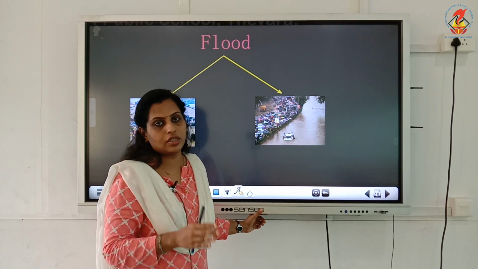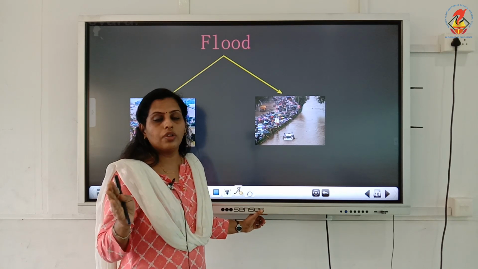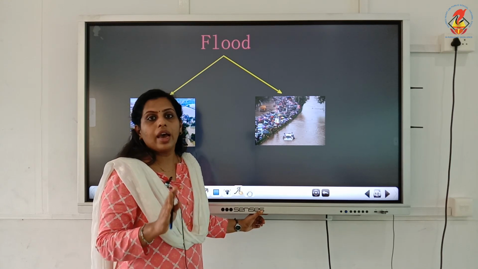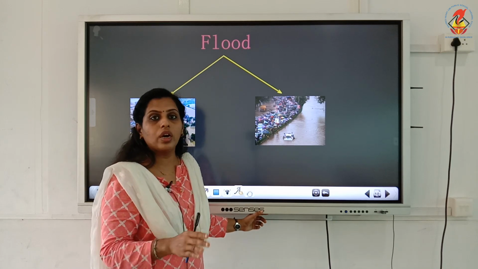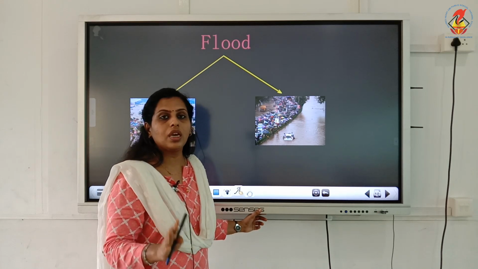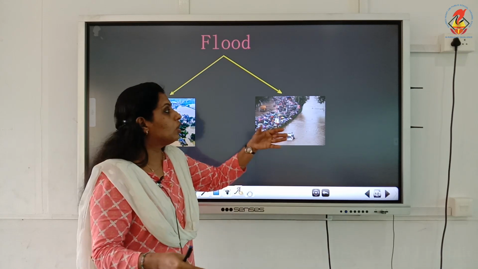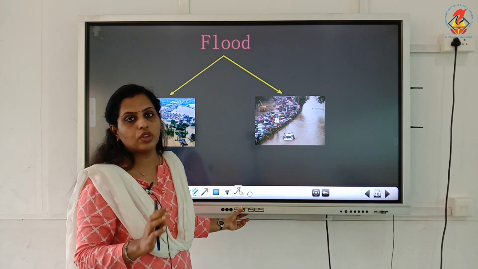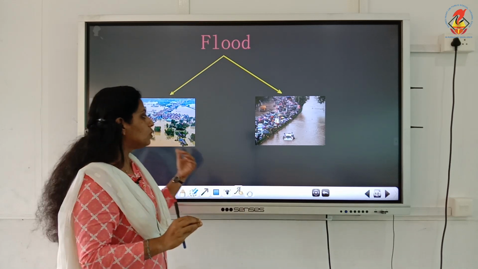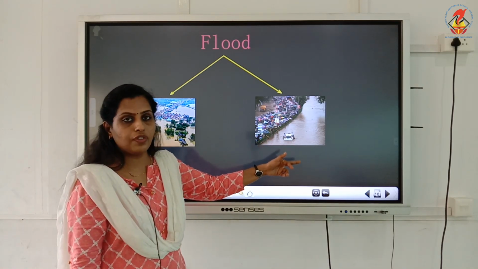Everything gets blocked there. So what happens if there is no place for the water to flow out? The water will remain there itself, and it will become difficult for everyone to move out. So during rainy season, most of the people in Mumbai stay at home because they don't have any other option, as the roads are completely filled with water because of the problem of the drainage system. So this we can call a natural flood, and this we can call an artificial flood.